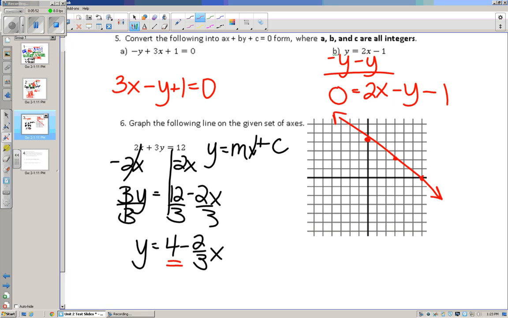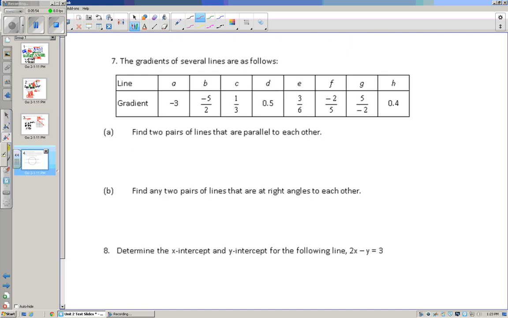All right, number 7. Number 7 tells you the gradients of several lines, so the slopes of all of these lines. And they'd like 2 lines that are parallel. Well, to be parallel, you know they need to have the same slope. So let's see which lines have the same slope.